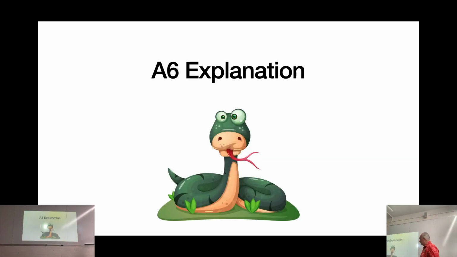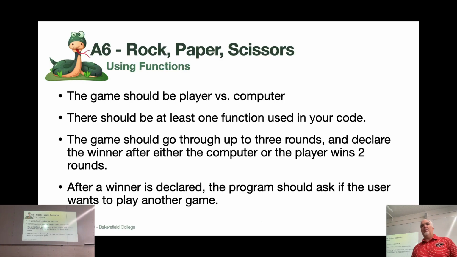Let's get into A6. The sixth assignment for this course is going to be building a rock, paper, scissors game. I like rock, paper, scissors because you have to tell the computer which thing beats which thing. It's not like a number guessing game where I can say it's either equal or not equal inherently. I have to tell it that rock beats scissors, scissors beat paper, and paper beats rock.